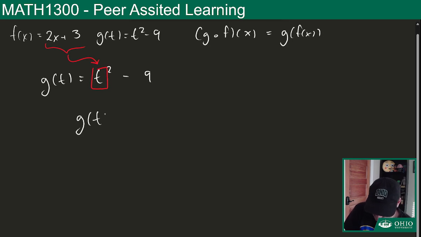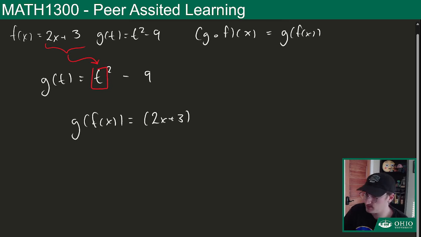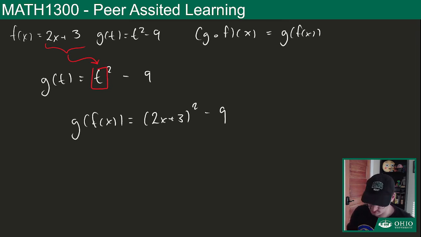So I now have that g of t, or sorry, I should say g of f of x. That's what I should be saying. That is going to be equal to 2x plus 3, again, that's our definition of f of x, squared minus 9. And now the simplifying portion comes from, let's just expand this and make it look like a nicer function.